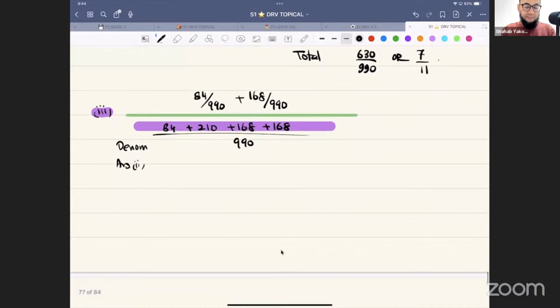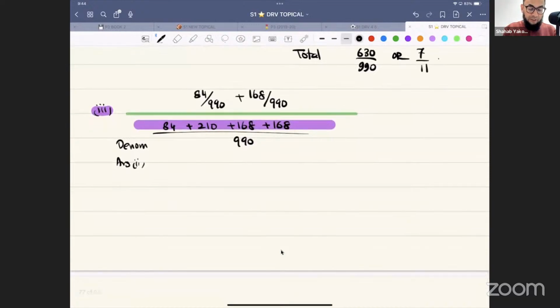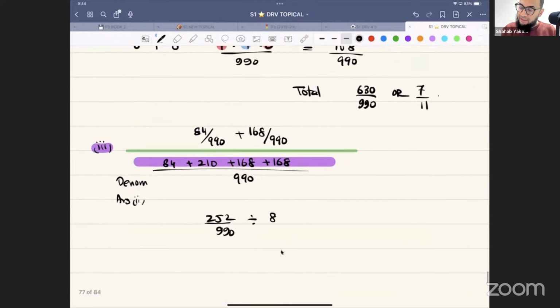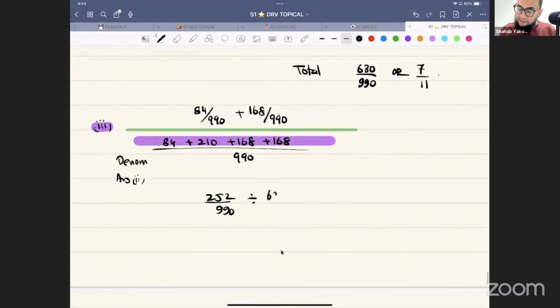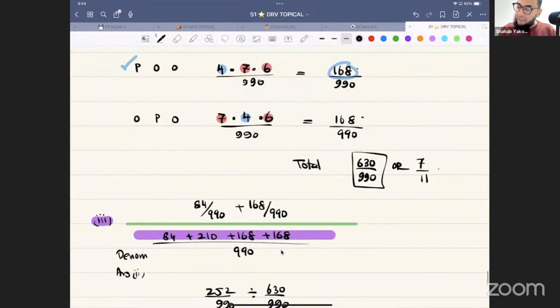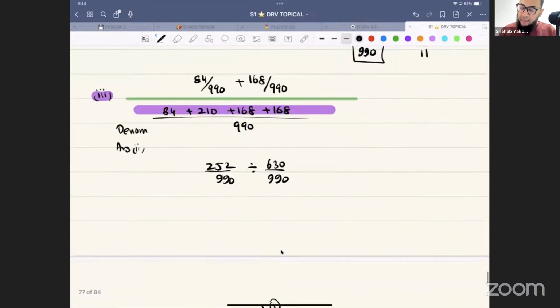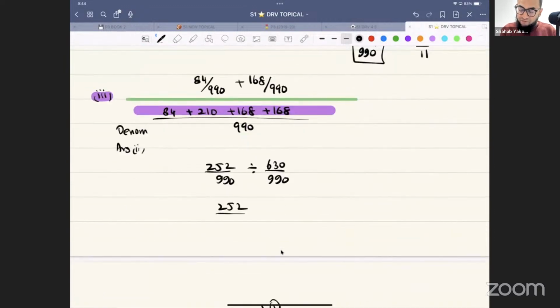So how much is that? Let me just add it up. So therefore this comes out to be 252 over 990 divided by 630 over 990. This number is over here, 84 plus 168, and this comes out to be 252 over 630. And I think this simplifies to 0.4 exact.